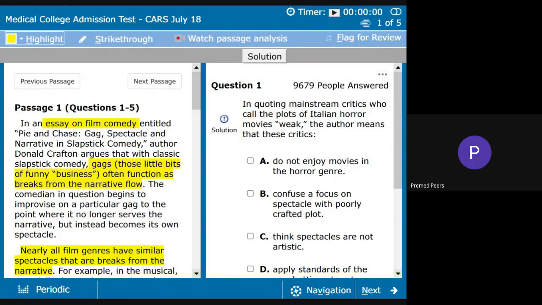Question 1 is asking, in quoting mainstream critics who call the plots of Italian horror movies weak, the author means that these critics what? So, if you can type in the chat whichever answer choice you put down, and don't worry, I'm not going to cold call or anything. I just want to gauge where everyone's at. If you're willing to explain your answer, great. Feel free to put an asterisk next to your answer choice so that I know I can call on you if you'd like to share. But at the very least, just type in what answer you put down for question 1.